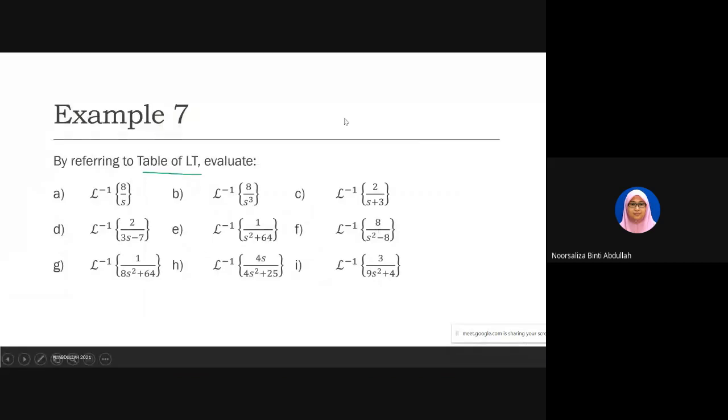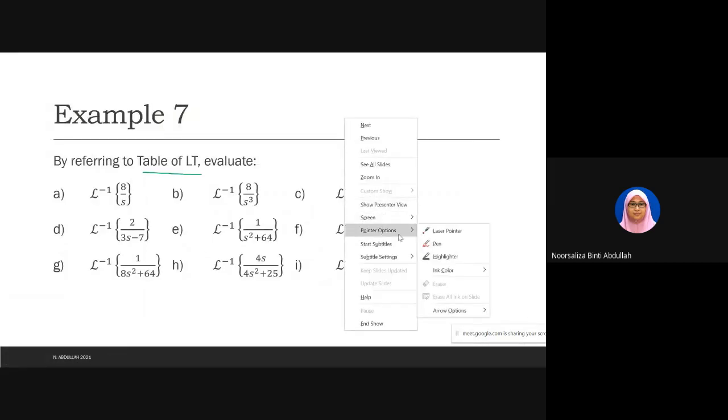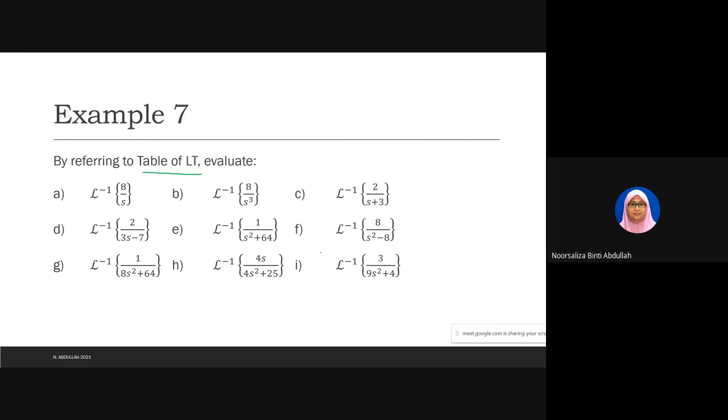Okay, then this one, your inverse will be equals to 8.